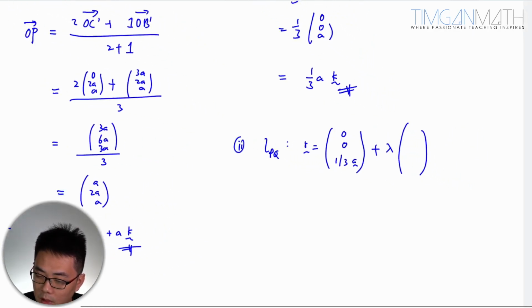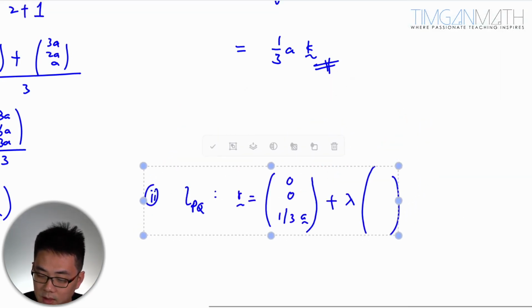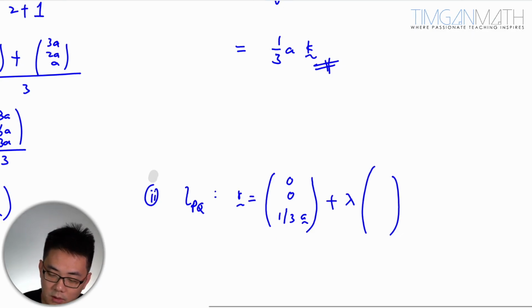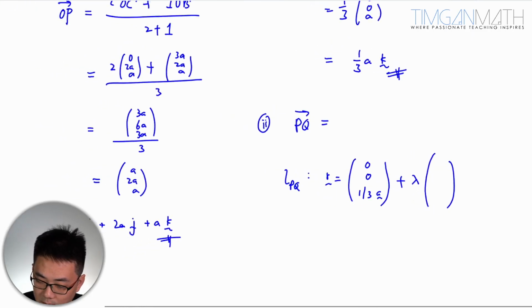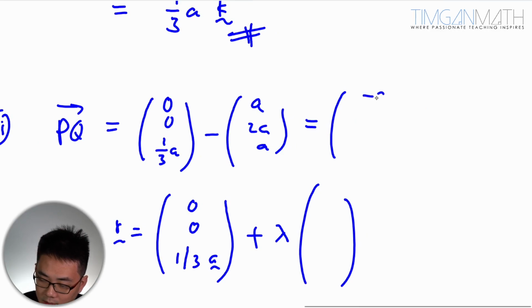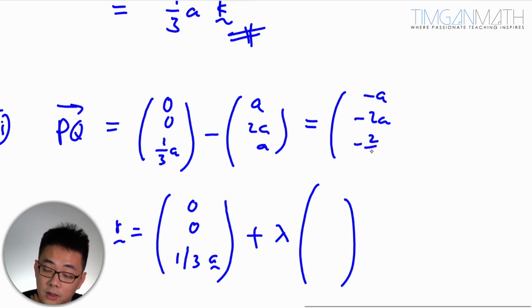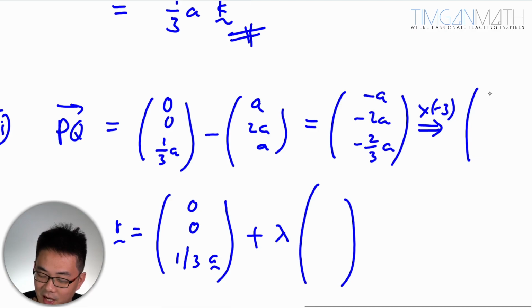Okay, PQ. I'm going to just find PQ. This is a direction vector. So a direction PQ is just Q minus P. So this is 0, 0, 1/3 A minus (A, 2A, A), which is actually just negative A, negative 2A, and negative 2/3 A. We can just multiply with negative 3. That will be 3A, 6A, and 2A.